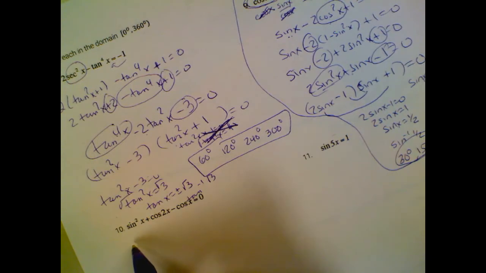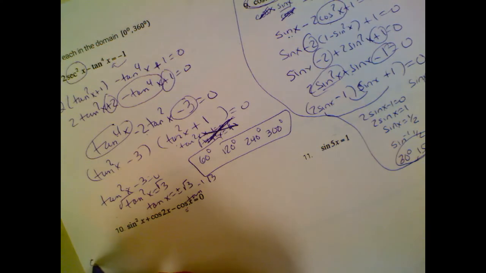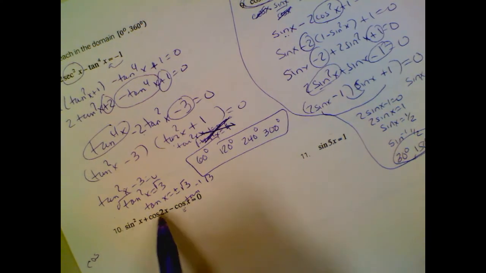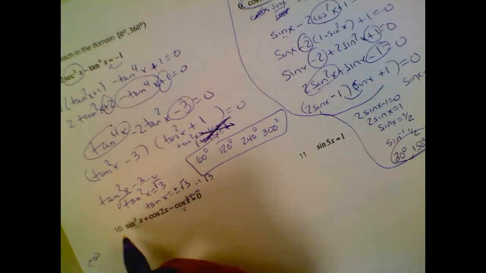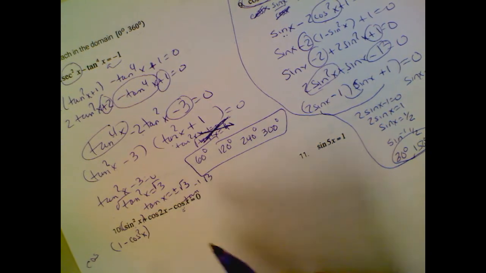And then this one, I like the sine squared x. No, I don't. All right, we have a cosine x. This cosine x is not going anywhere. So let's change everything to cosine. Change everything in terms of cosine. So change both of these to cosine. So sine squared. What is sine squared in terms of cosine? It should be 1 minus cosine squared x. I'll keep it in parentheses.